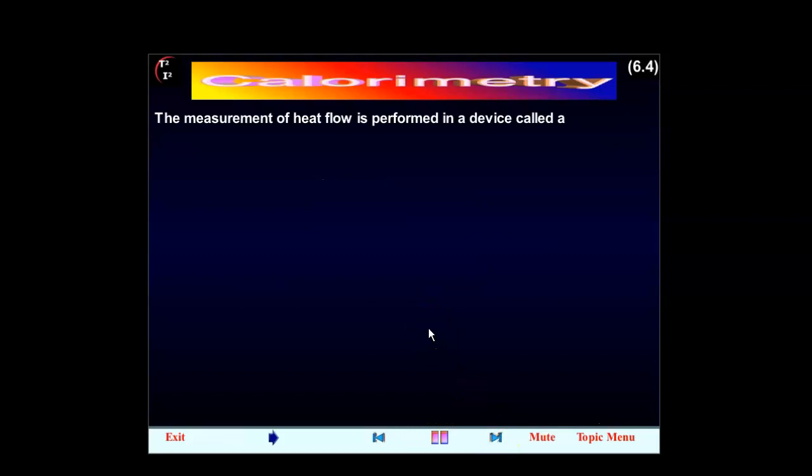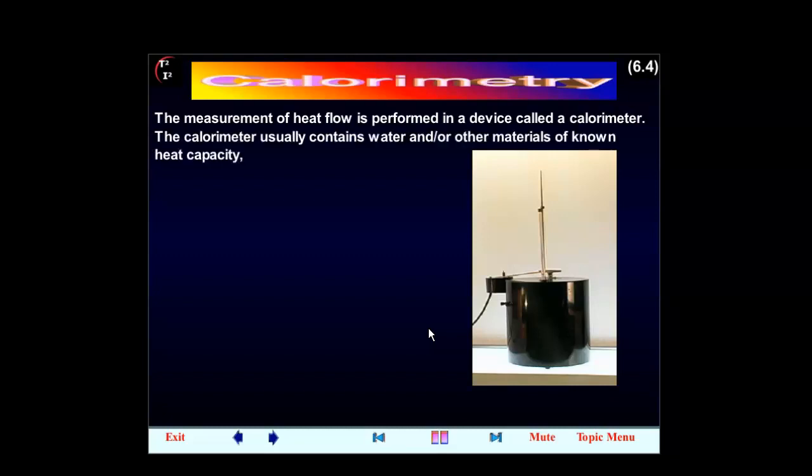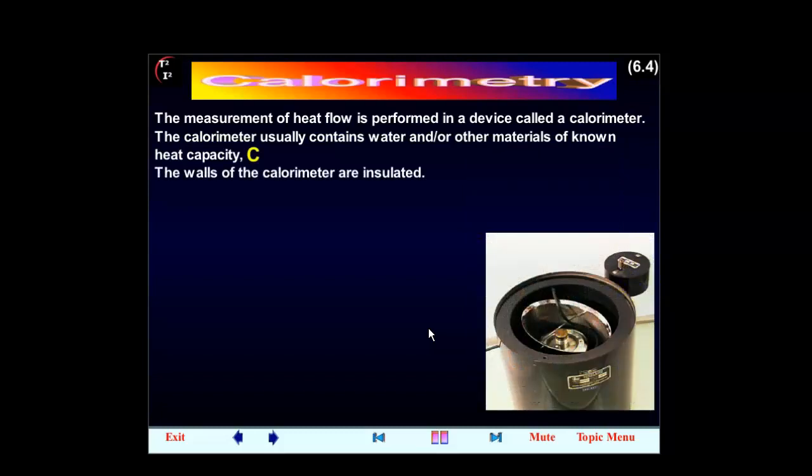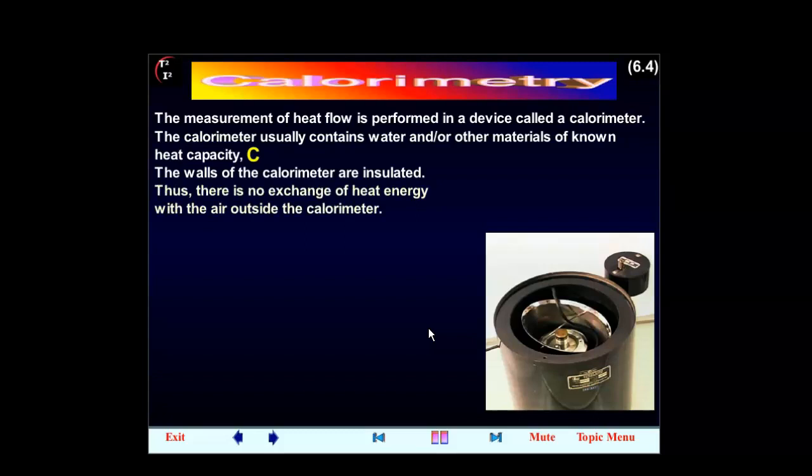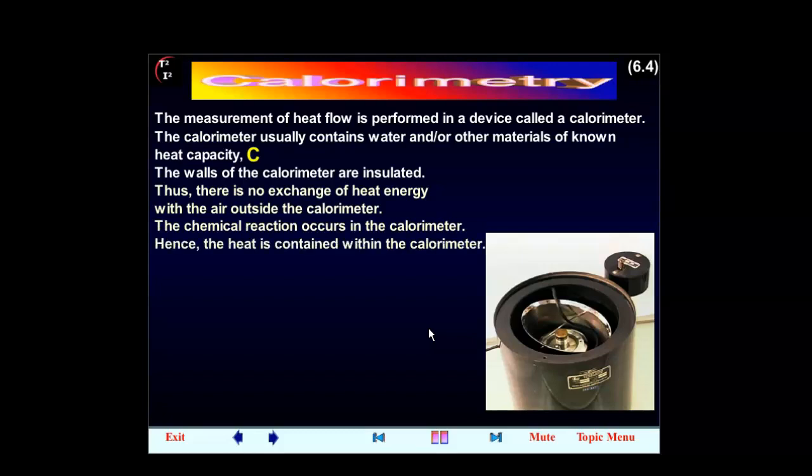Calorimetry. The measurement of heat flow is performed in a device called a calorimeter. The calorimeter usually contains water and/or other materials of known heat capacity, C. The walls of the calorimeter are insulated. Thus, there is no exchange of heat energy with the air outside the calorimeter. The chemical reaction occurs in the calorimeter. Hence, the heat is contained within the calorimeter.